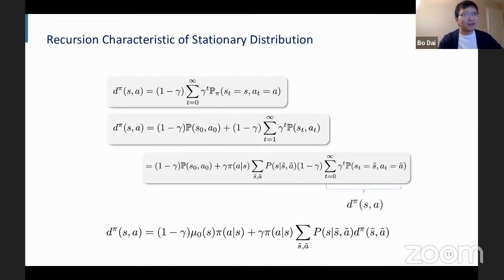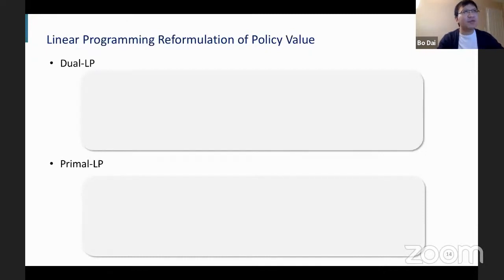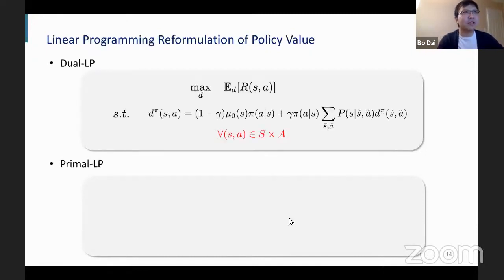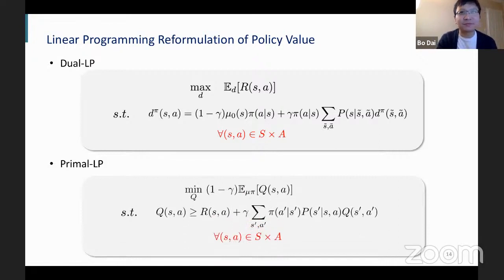Now we have our major component to derive the linear programming reformulation of the policy value. As I mentioned, if D is the stationary distribution, which means D satisfies this condition, we can represent the policy value as the expectation of the reward with respect to this distribution. So when we solve this optimization, it gives us the policy value. Remember, as we introduced in the first slides, this is a linear program, and its maximum can be understood as the dual LP. So we definitely have the primal LP part. This is the primal LP corresponding to this LP.